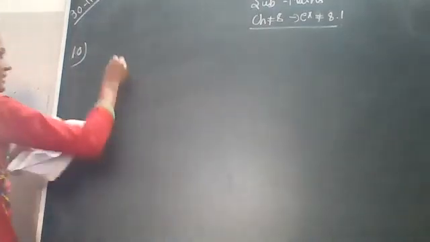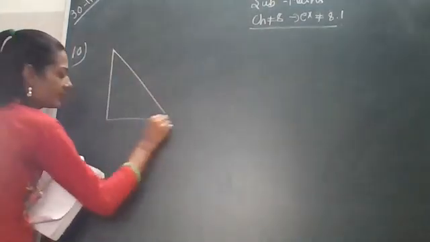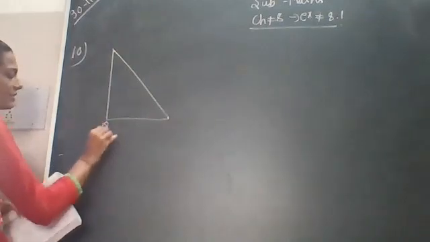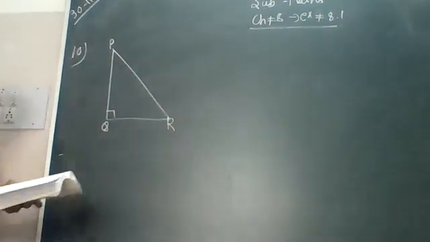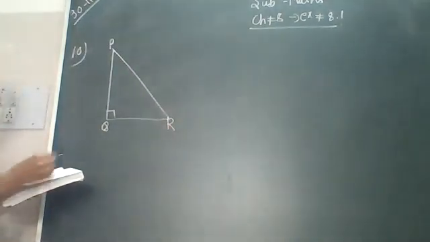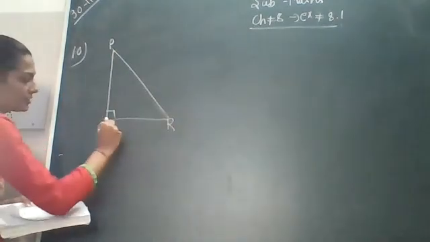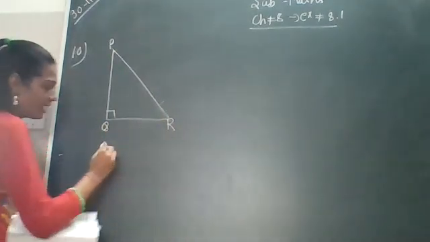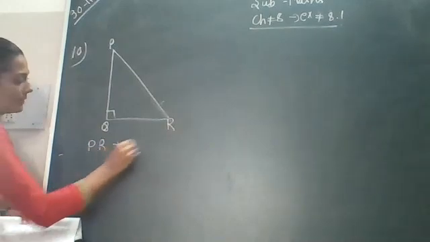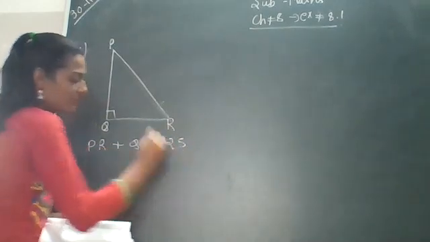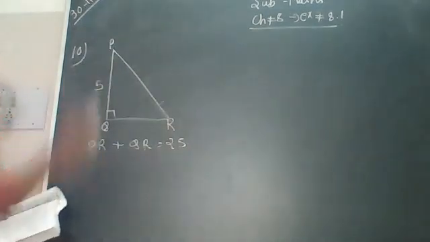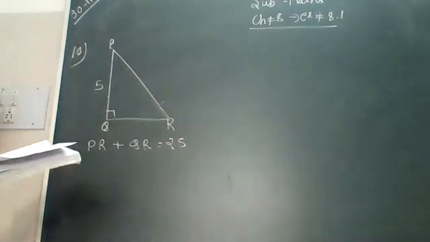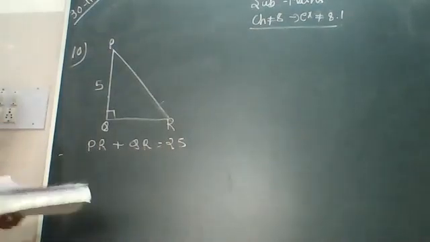10th number. It is given that PQR is a right angle triangle and the right angle is at Q. So this will become your diagram: P, Q and R. This is the right angle triangle. PR plus QR, this addition is given as 25. So we are writing PR plus QR is equal to 25. And one more is given, PQ is given as 5. And we have to find out the values of all. Okay?